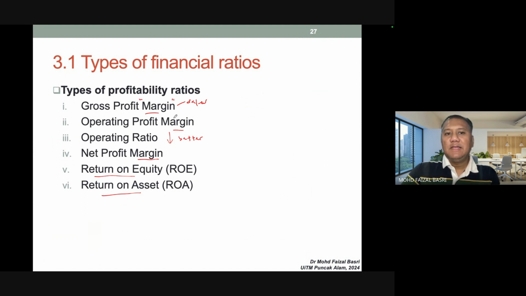So, looking at the names of the ratios with margin, technically we know the formula will have gross profit, number 1, and then sales, the second part. This one is operating profit. If you remember earlier, operating profit is earnings before interest and tax, divided by sales. Or we have sales, and then we have net profit over sales. That's margin.